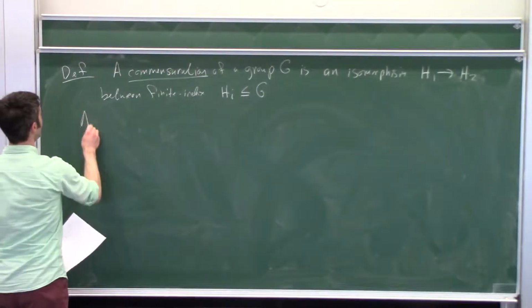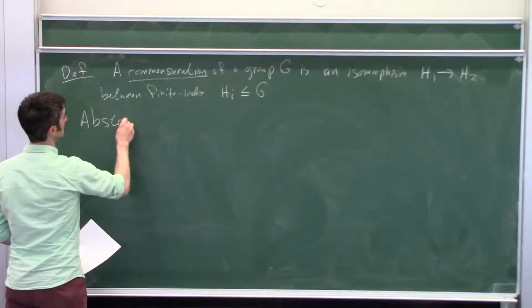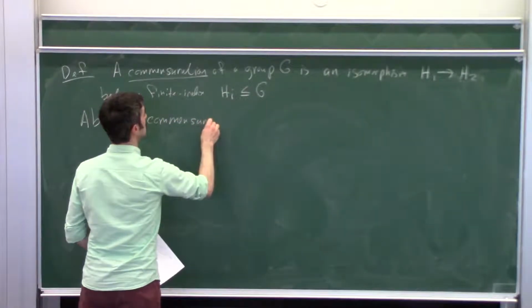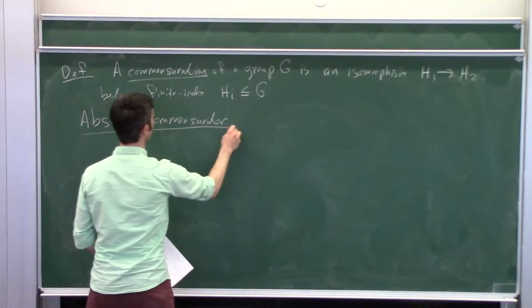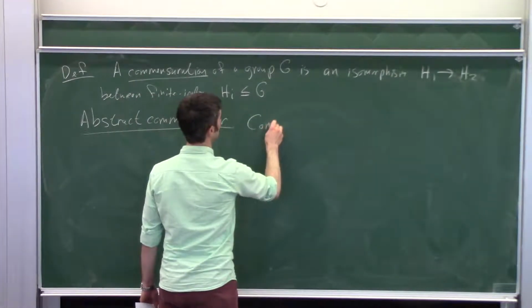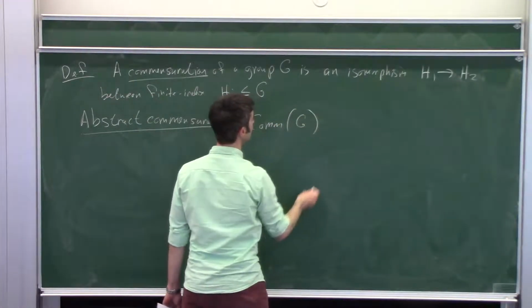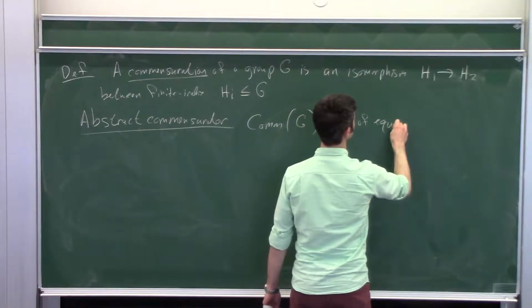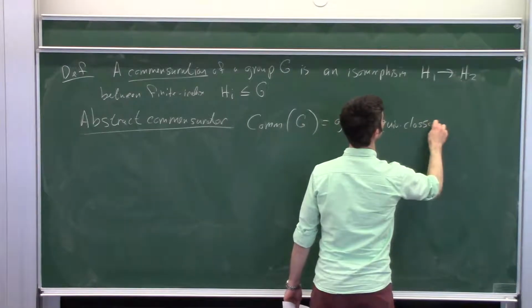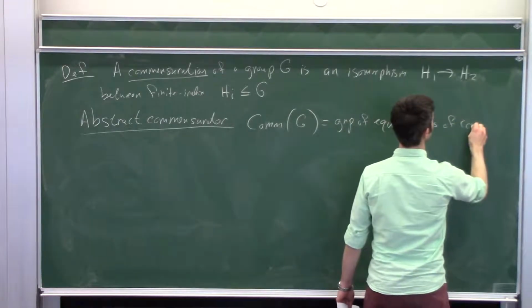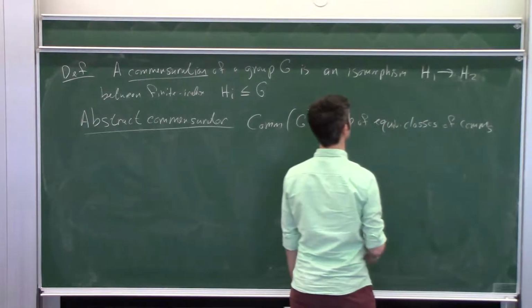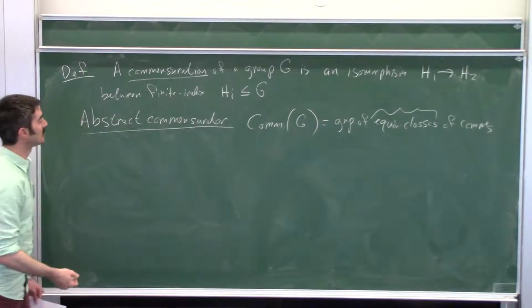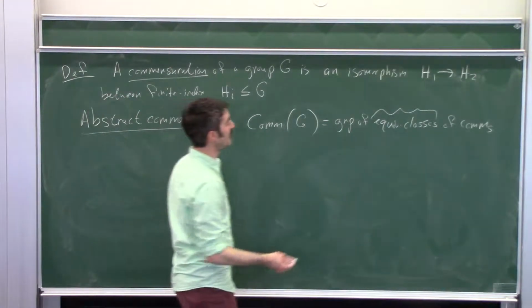When we define the abstract commensurator, the group, that I call Comm of G, this is the group of equivalence classes of commensurations. Okay, an equivalence class here just means that two commensurations are equivalent if they agree on a finite index subgroup.